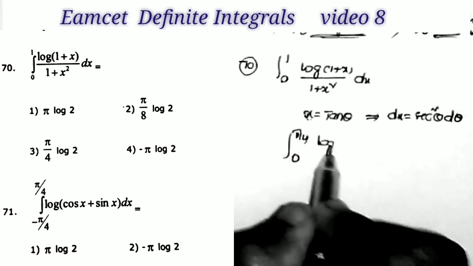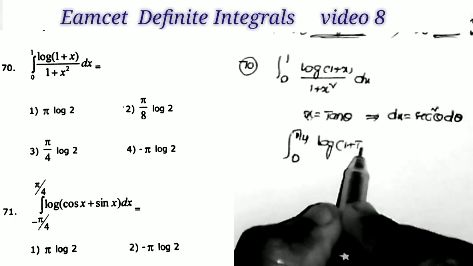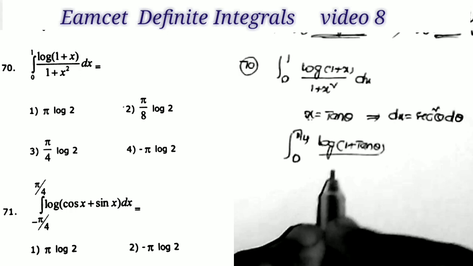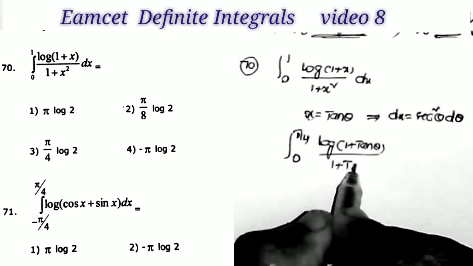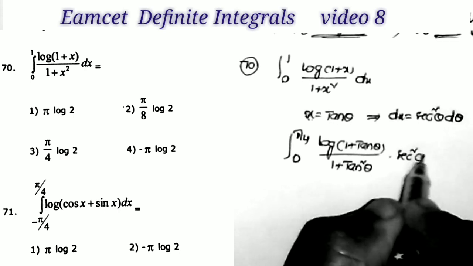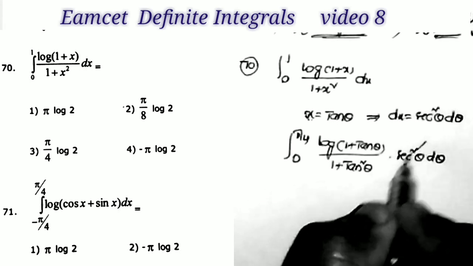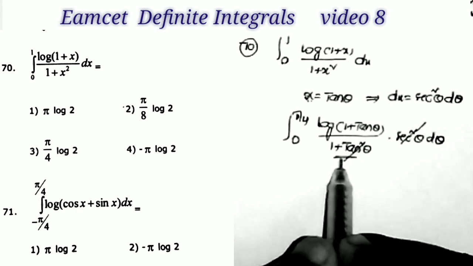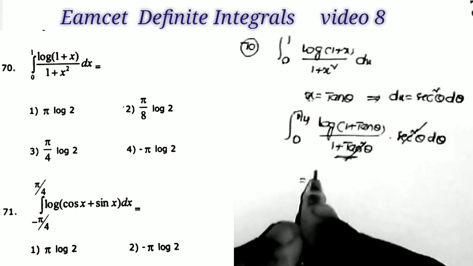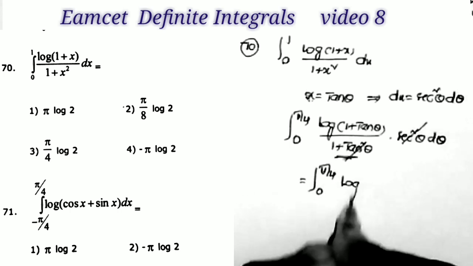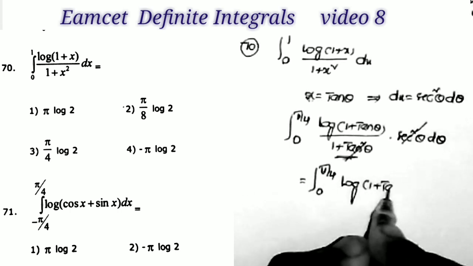Now substituting the values here, log of (1 plus tan theta) by (1 plus x square), where x is equal to tan theta, that is 1 plus tan square theta, into dx value, secant square theta into d theta. Now here secant square theta gets cancelled. What is 1 plus tan square? This is equal to secant square. Now the question becomes integral 0 to pi by 4 log of 1 plus tan theta into d theta.